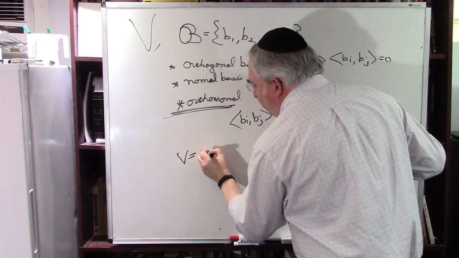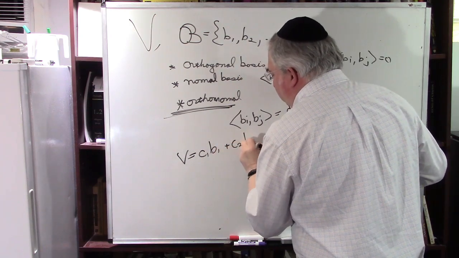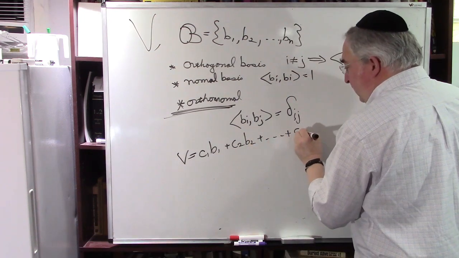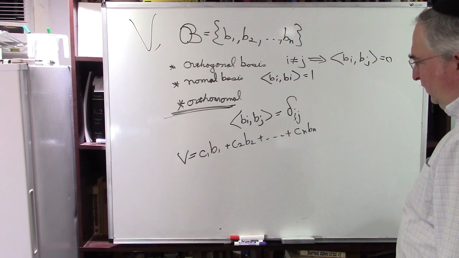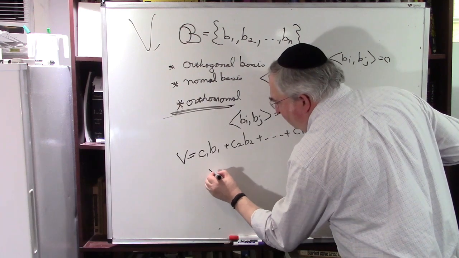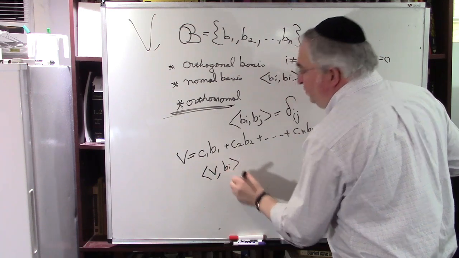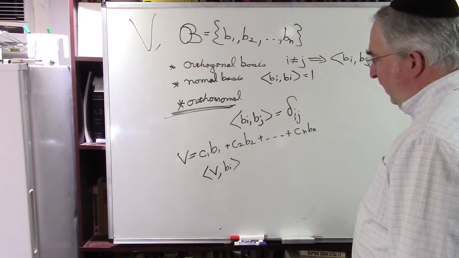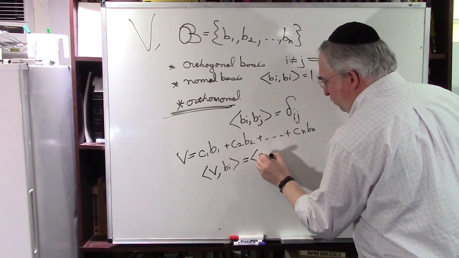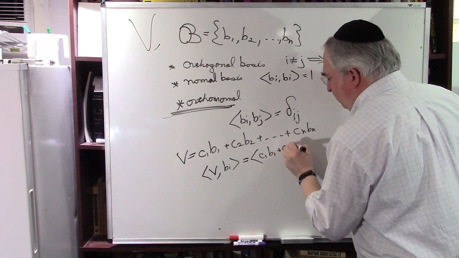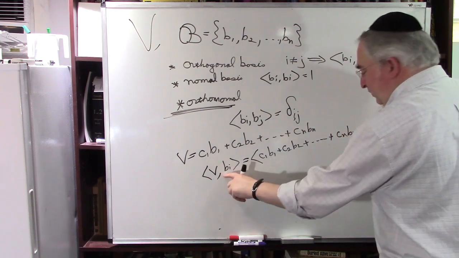So that's C1 B1, where C1 is a complex number and B1 is one of these basis vectors, plus C2 B2, plus ... plus Cn Bn. That's the vector written in this basis form. Good. Now let's do the following. Let's write v, and let's measure v in terms of bi, compare it to one of the basis vectors. So this is equal to the inner product of C1 B1 plus C2 B2 plus ... plus Cn Bn, comma, bi.